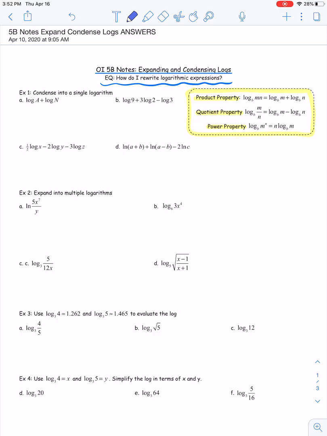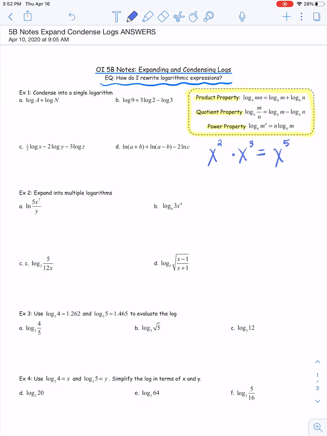Remember, logarithms are inverses of exponents, of exponential functions. So just like our exponential properties and rules, logarithms are going to have their own properties and rules. So remember, when we have exponents with the same base and we multiply them, so let's say we have something like x squared times x cubed, what do we do with those exponents? We add them, so we get x to the fifth.